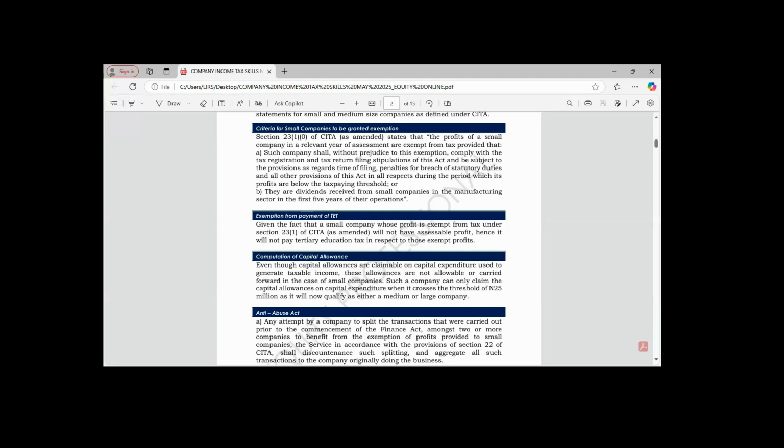Also, small companies are exempted from claiming capital allowance during the period that they are small companies. Why? Because you are a small company, you are not going to pay tax. You don't expect government to also give you relief for any asset that you use to generate those incomes that you are not going to pay tax on.